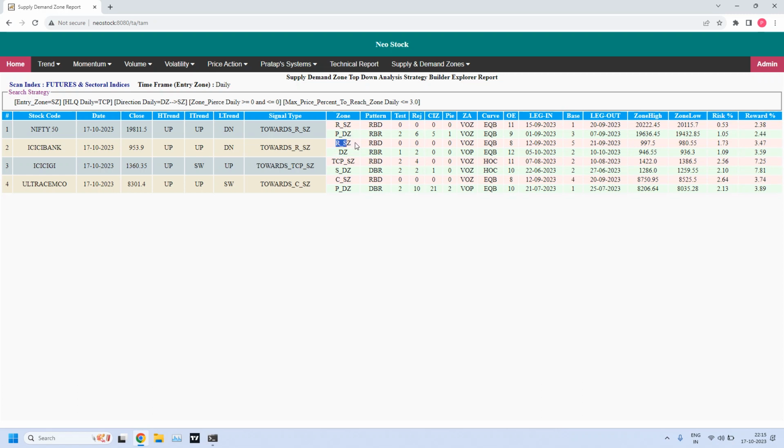We have ICICI Bank. Look into this, ICICI ZI. The demand zone is a high liquidity zone and the supply zone is also a high liquidity zone. So it's been moving within this range for the last few weeks. And both the zones have given good results. It is tested twice and gave even 4 rejections from this. This is also tested 2 times and rejections are also the same.